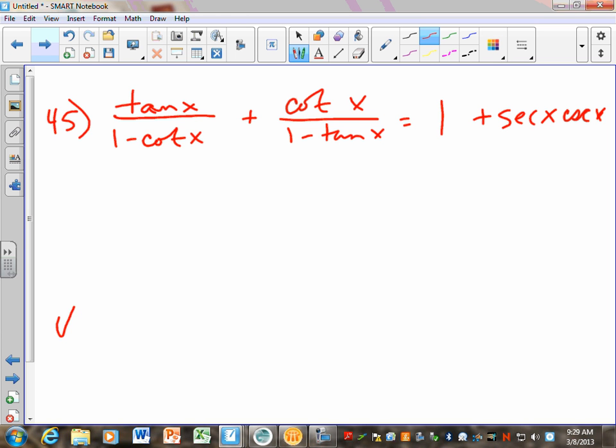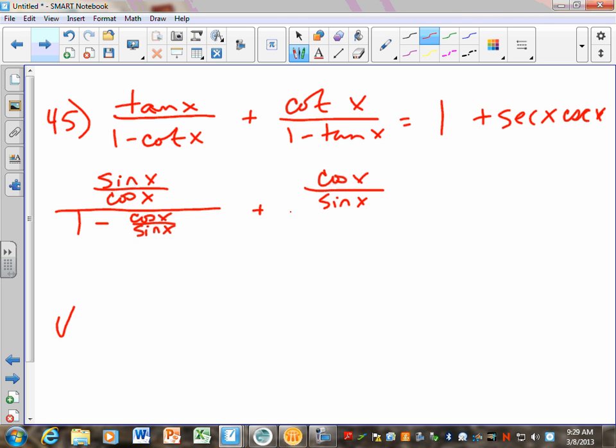Tangent squared and cotangent squared don't go together. So I changed everything to sine and cosine, which makes a whole lot of fractions. So I did sine of x over cosine of x over 1 minus cotangent, which is cosine of x over sine of x, plus cosine of x over sine of x over 1 minus sine of x over cosine of x.